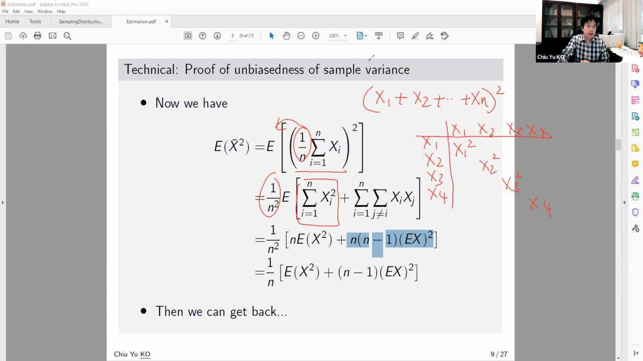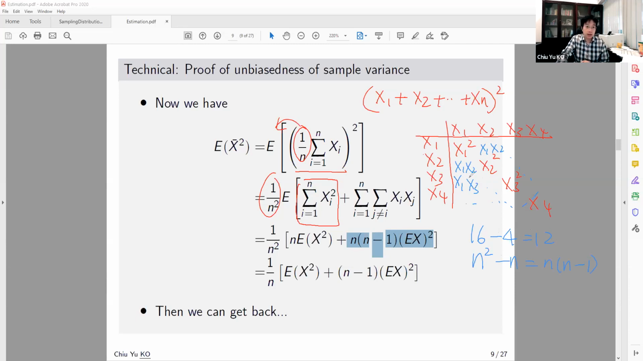The second group is the non-diagonal terms: x1 x2, x1 x3, and so on. How many of them are there? In total there are 16 terms, and the diagonal is 4, so 16 minus 4 is 12, or n squared minus n, which is n times (n minus 1). Is that okay for this one?